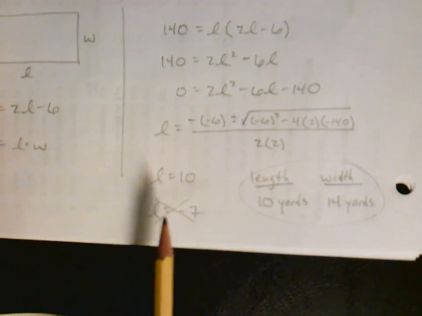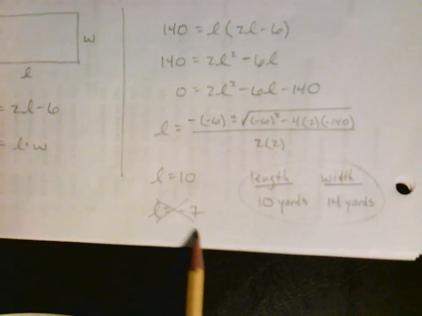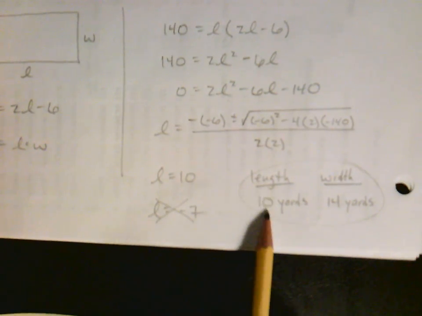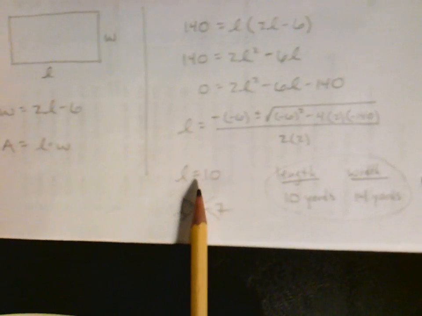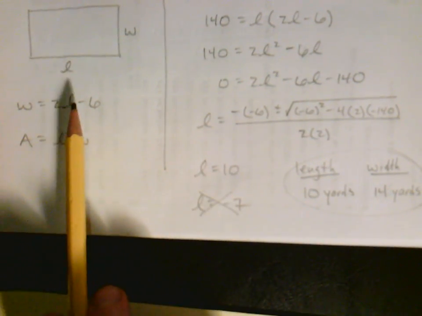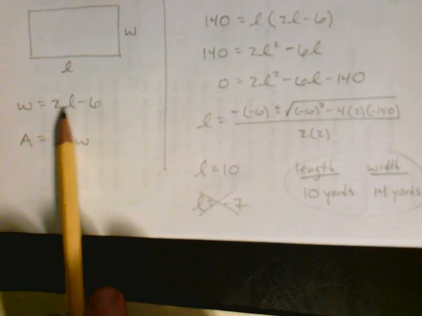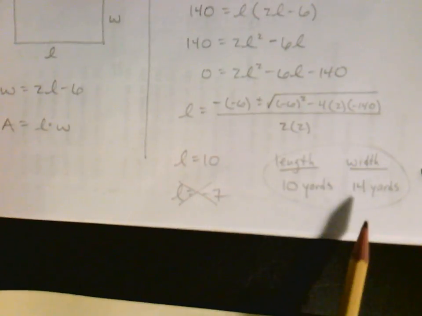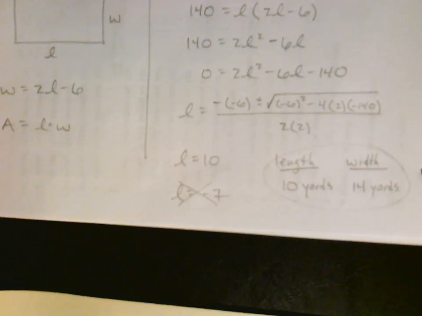But of course the length cannot be -7, so I just said forget that one. I'll take L equals 10, so I know the length of my rectangle is 10 yards. And if I take that 10 and I plug it back in here, 2 times 10 minus 6, that gives me a width of 14 yards. So there you go.